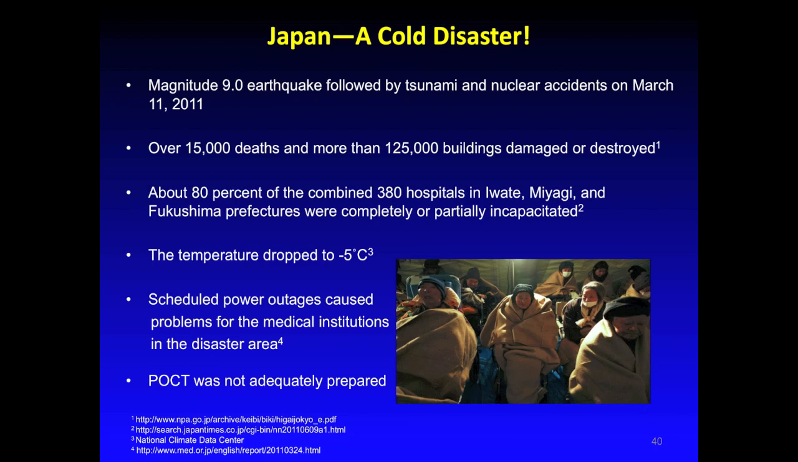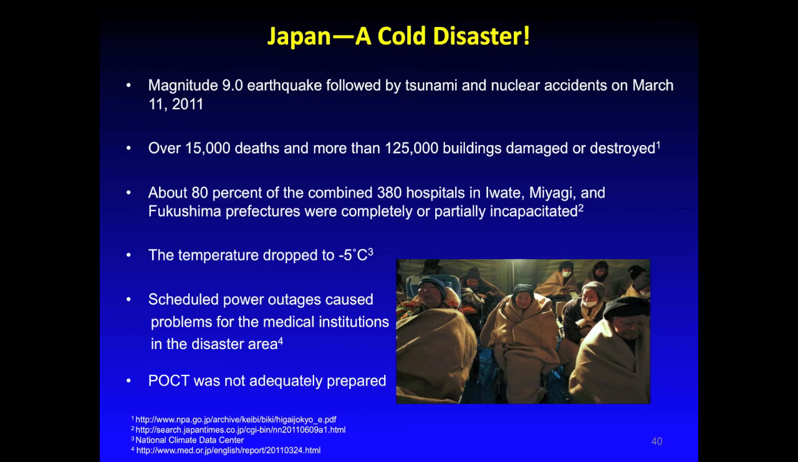On the flip side of that coin, let's look at slide 40, which describes the cold disaster, the Japanese complex emergency, which involved an earthquake, tsunami, and then nuclear accidents. And in this case, the temperature dropped below 0 degrees centigrade.